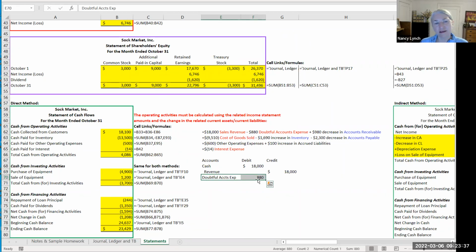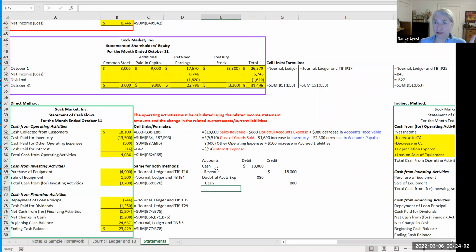This basically is saying debit doubtful accounts. And again, these aren't entries. I'm just going to credit cash as the other side. So basically you're going to show the impact of that account, the way it would be recorded the first time, but instead of the typical other side of the entry, I'm using cash.